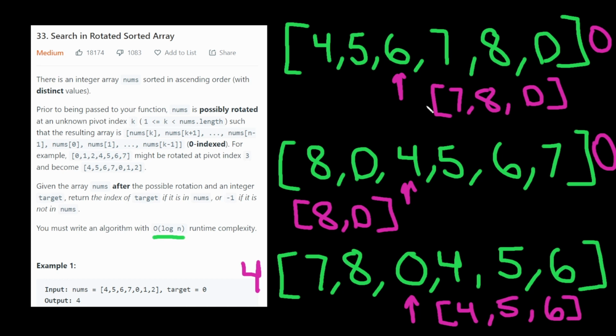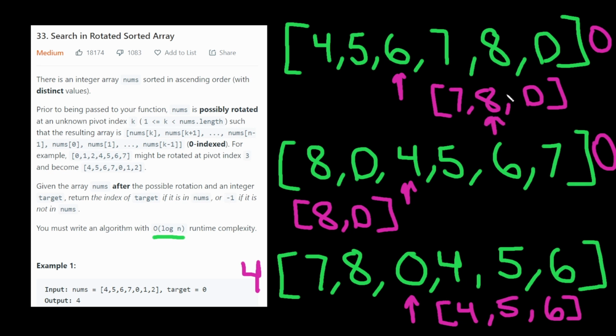Now, once we know which side is perfectly sorted, we can just check if the target is in that side. So in the first case, is the target within 4 and 5? The answer is no, and therefore we go and check the right side. In the second case, is the target of 0 in 5, 6, and 7? The answer is no, so we go and check the left side. And in the third case, is 4 within 4, 5, and 6? The answer is yes, so we check that side.